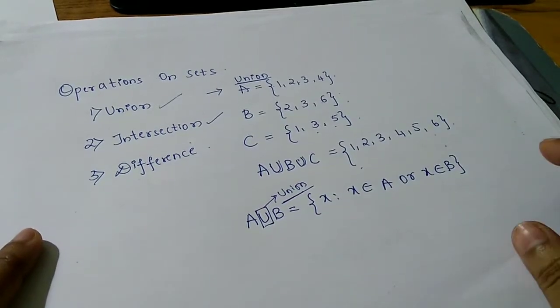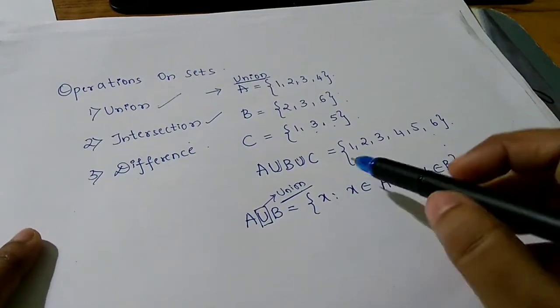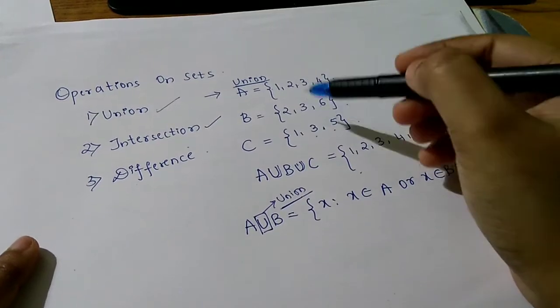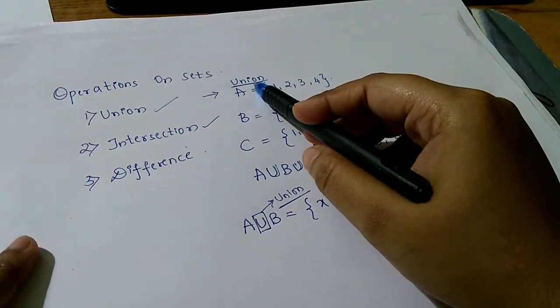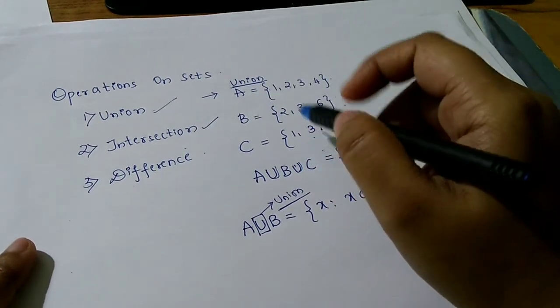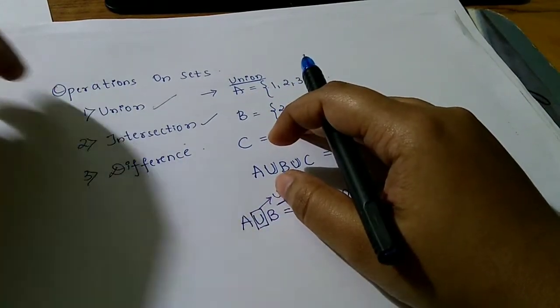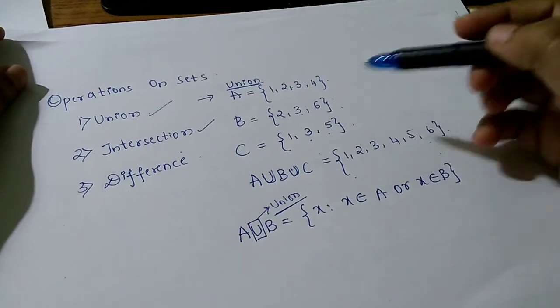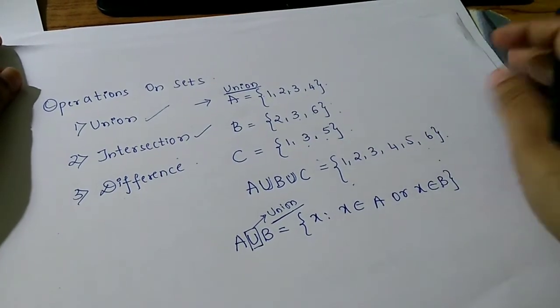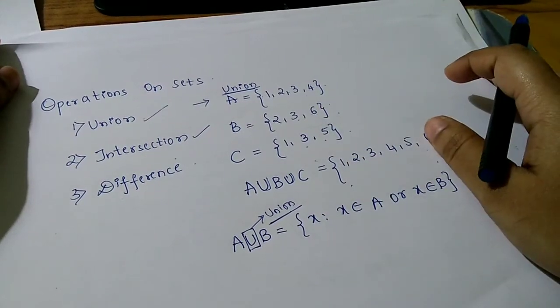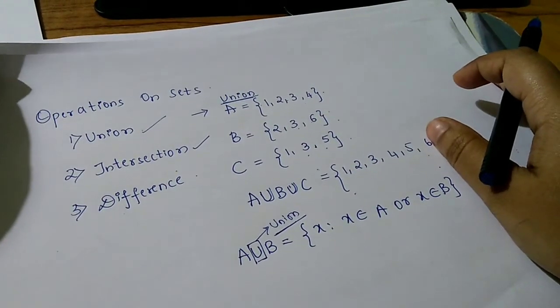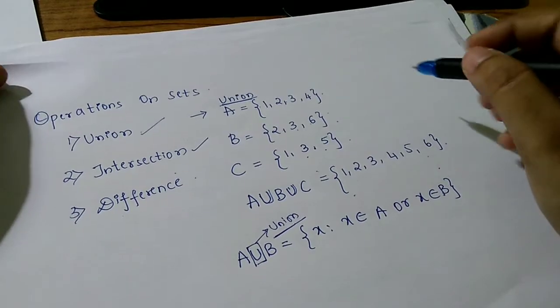Okay, don't get confused with any of the elements. So X should belong to either A or B or C. This is called union of sets. Otherwise, one more way of defining it: combining all the elements of the sets without repeating the elements. This is what union of sets is. Next, let me explain intersection of two sets.